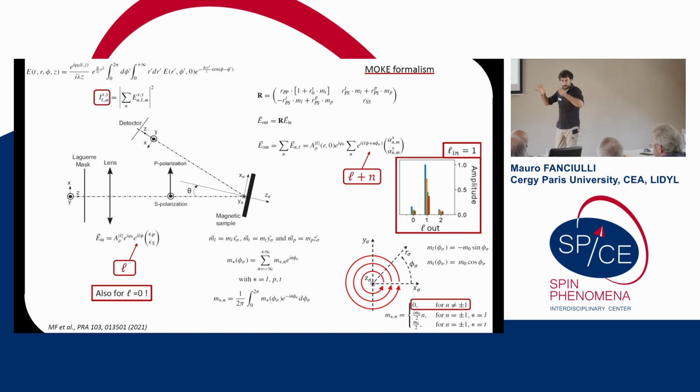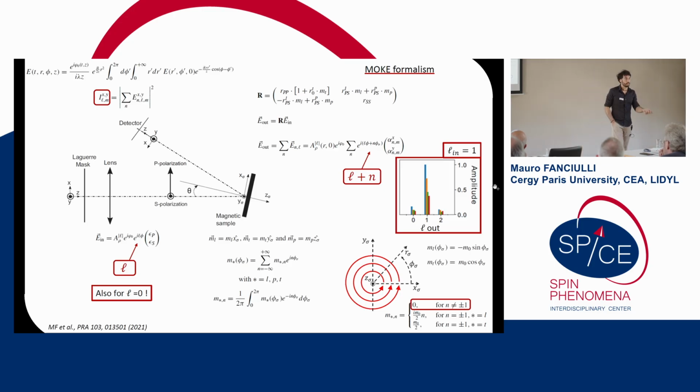And the take-home message of this whole study is the following, which is quite interesting. If you come in with an orbital angular momentum of the light of value L, you come out with all the possible L plus N. So if you come in, for example, with 1, you go out from a vortex with 1, 0, and 2.